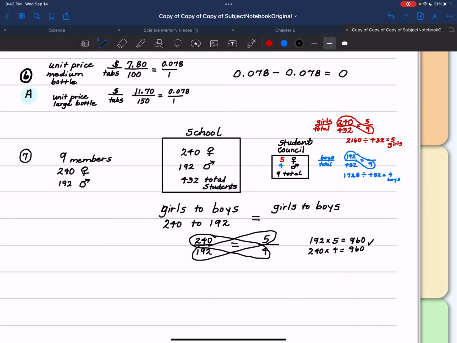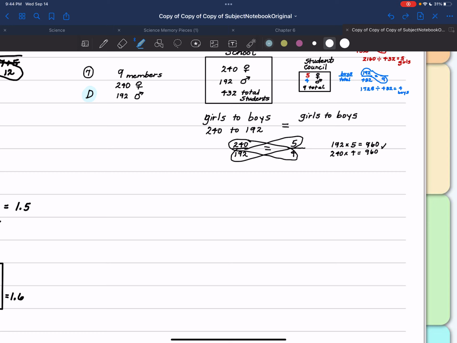So for this one, what was the question? Oh, how many of each? So we want 5 girls, 4 boys. I'm liking answer D for number 7. Again, I will check these when we get finished. Okay, number 8. Number 7 was hard. That's a hard question.